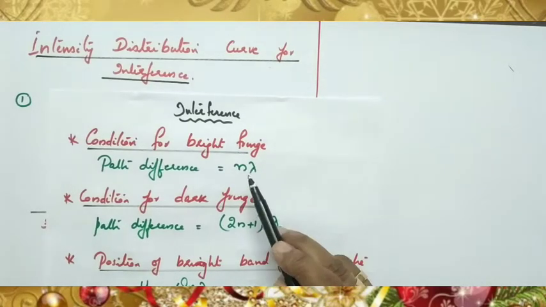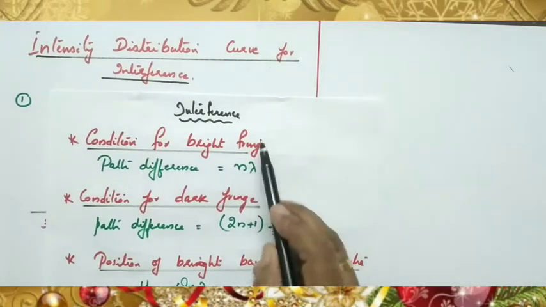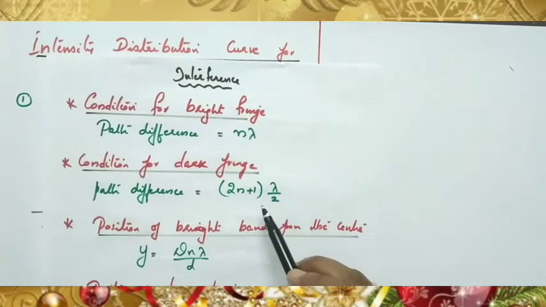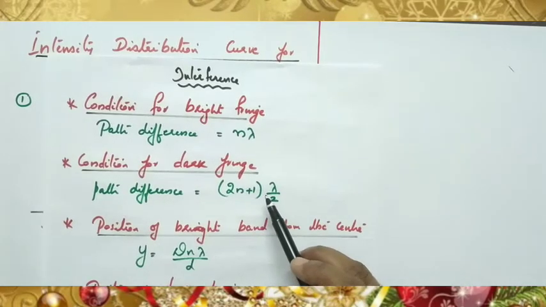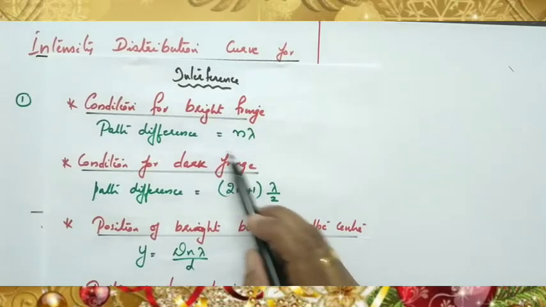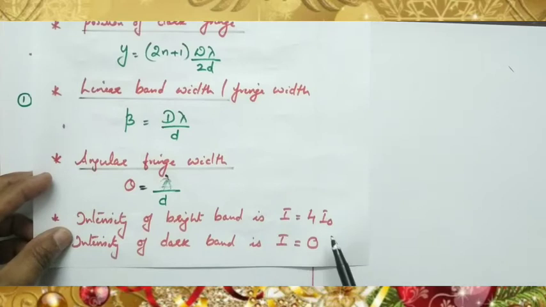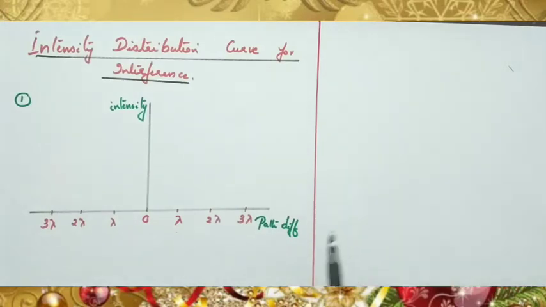So for 0, 1λ, 2λ, 3λ, 4λ, etc., bright bands are formed. Then for 0.5λ, 1.5λ, 2.5λ, etc., dark bands are formed. And also we know that the intensity of all bright bands is 4I0 and the intensity of all dark bands is 0. So using this information we can draw the graph like this.